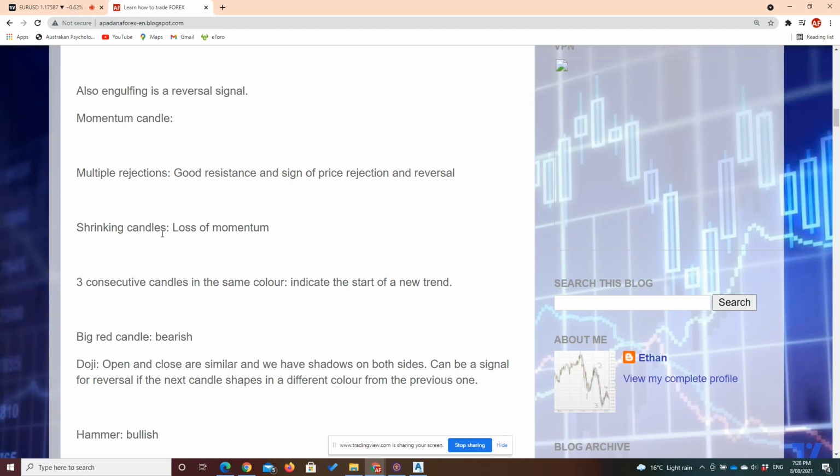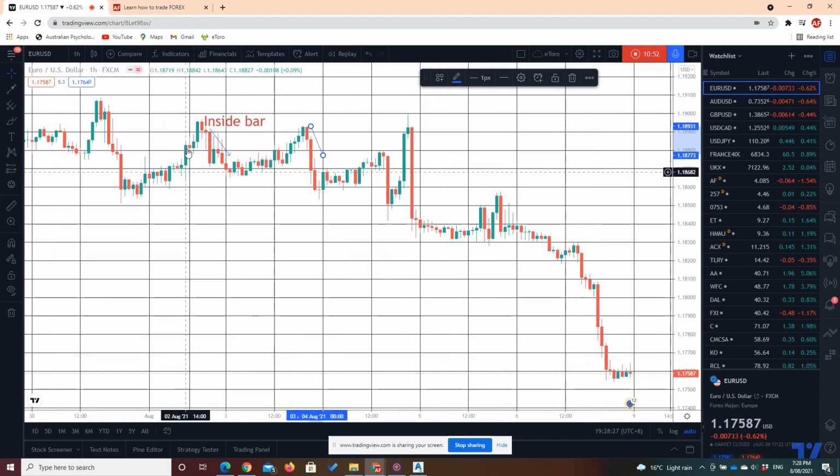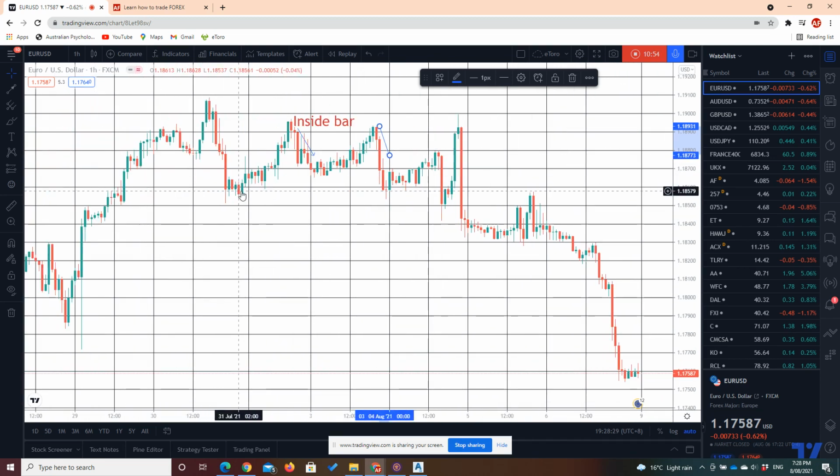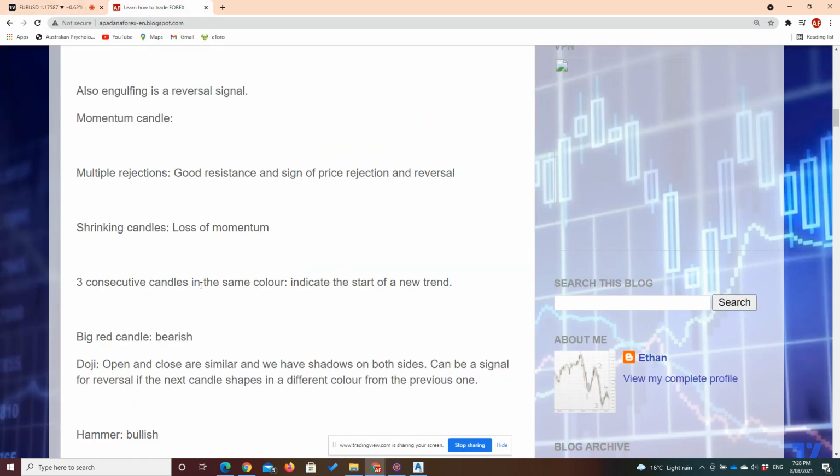Then we have shrinking candles, as I said. That's a sign of loss of momentum, which again, you decide, okay, we're losing the momentum, so what's going to happen after? And when you know the overall trend of the market and combine that with this information, it can give you a very good idea to enter the market.